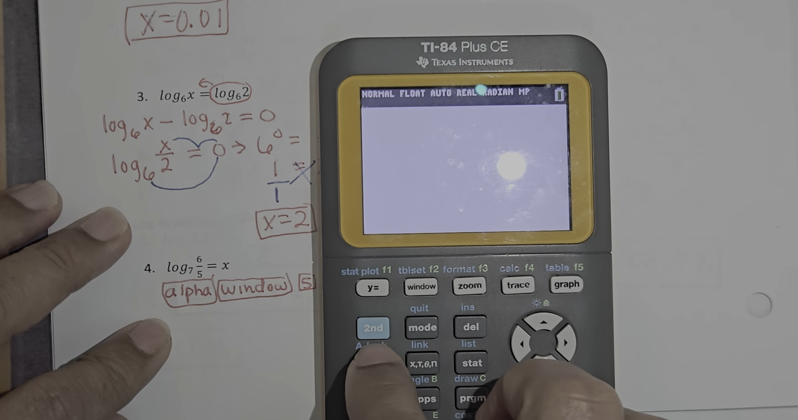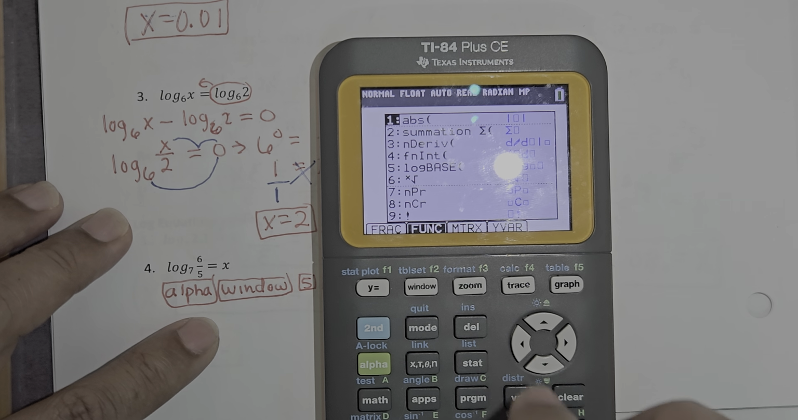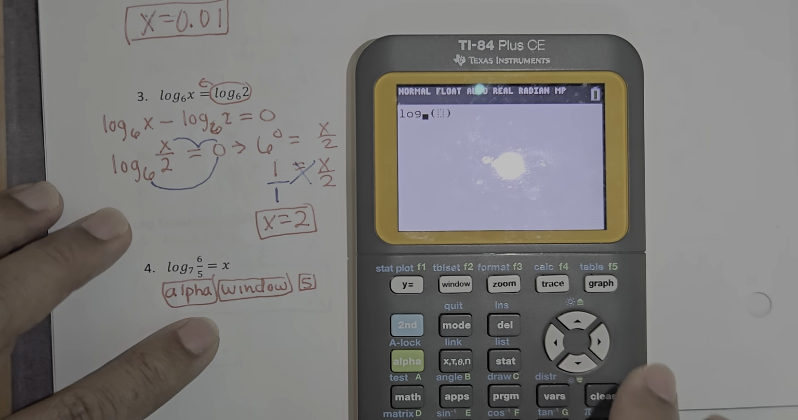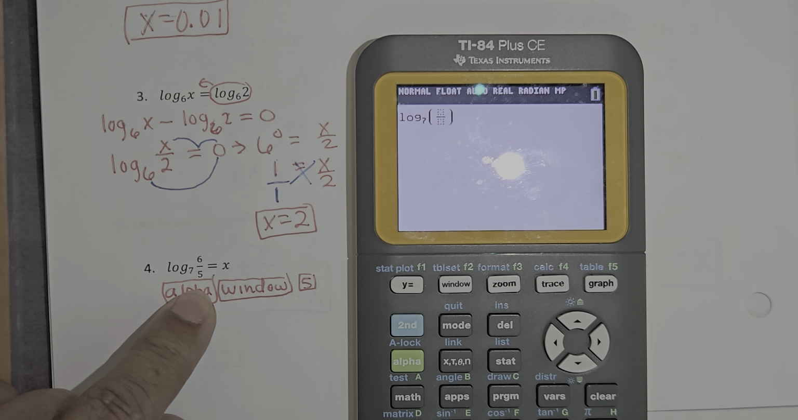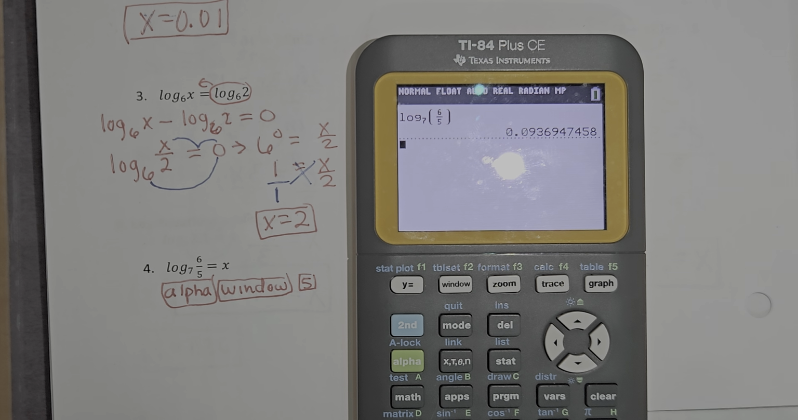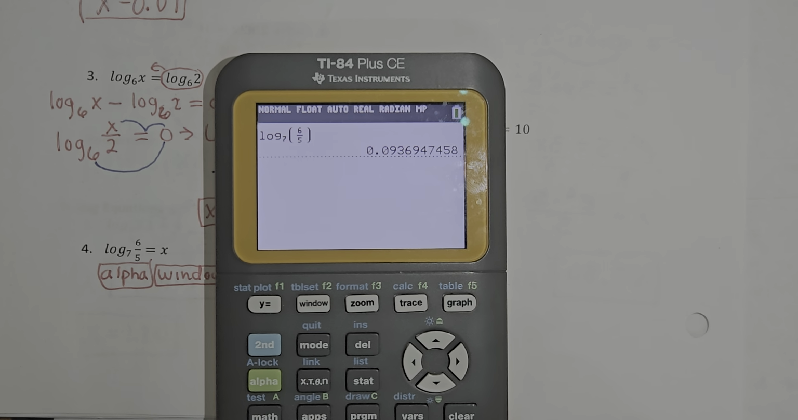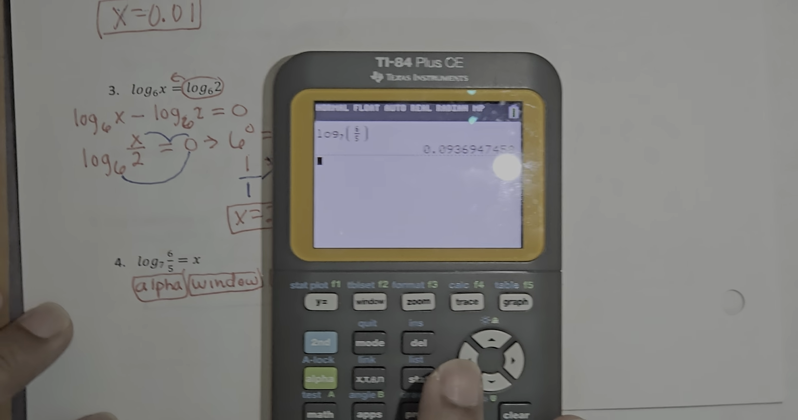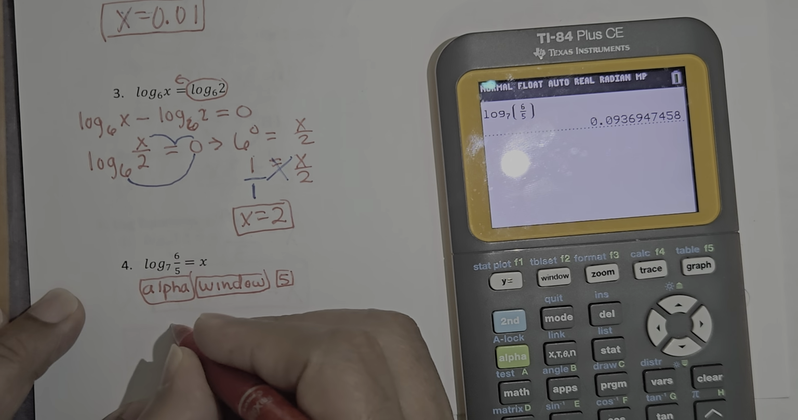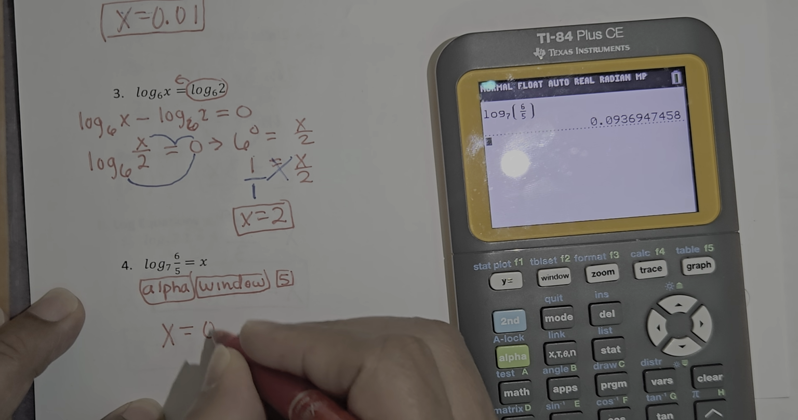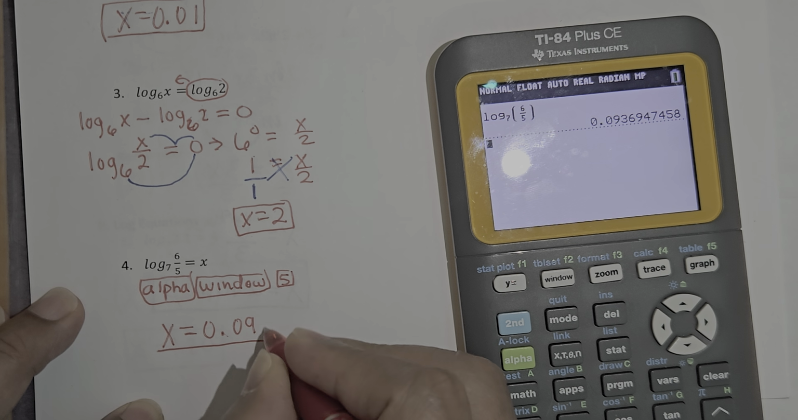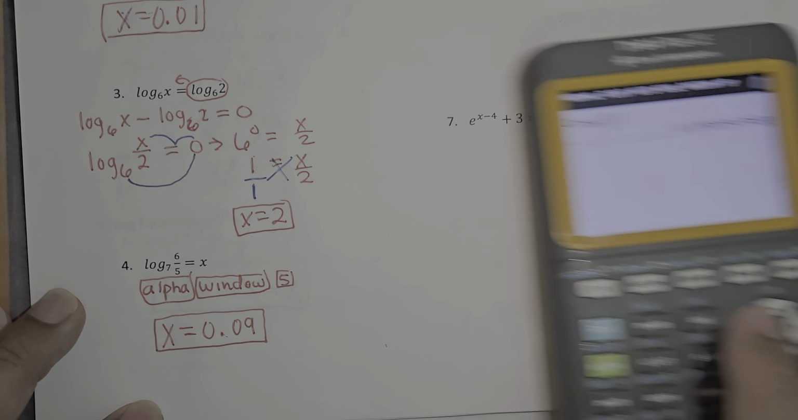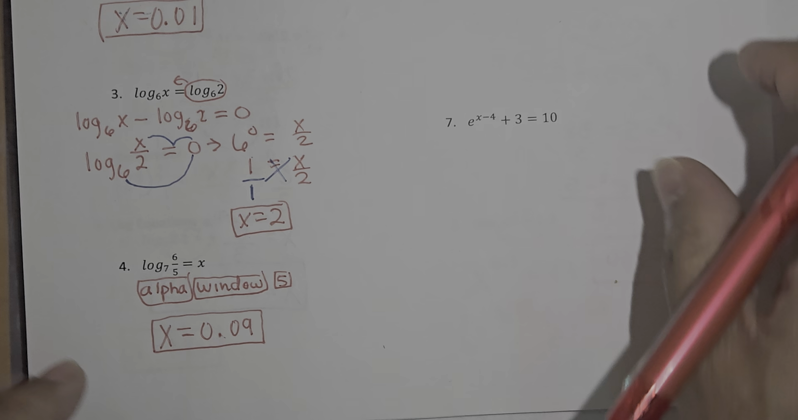So let's see, I'm going to press the alpha key and then the window key and then the number 5. Notice the base of this log is 7 and the number is 6 over 5, so 6 in the numerator and 5 in the denominator. Then press enter, and it gives me 0.0936. So this means that x is equal to 0.09. And again, we are rounding. Don't forget that we're rounding, so this is not exact.